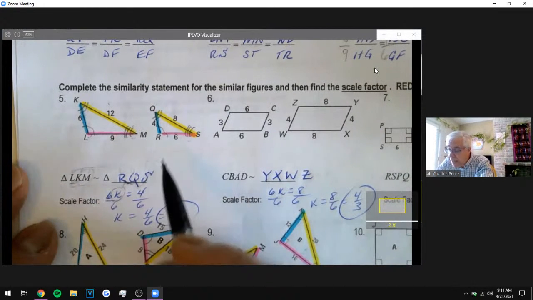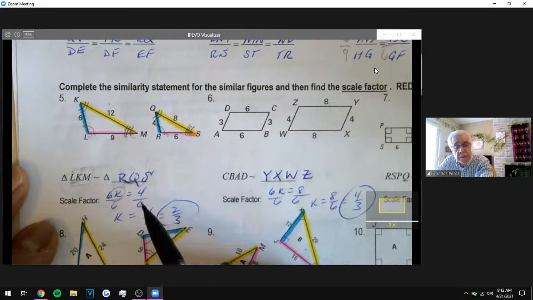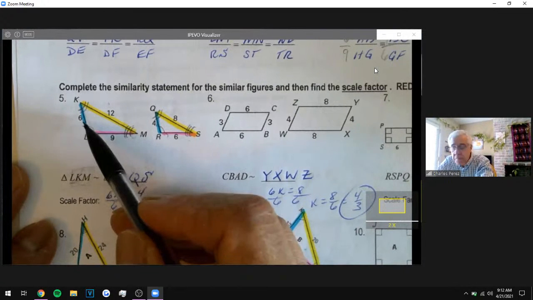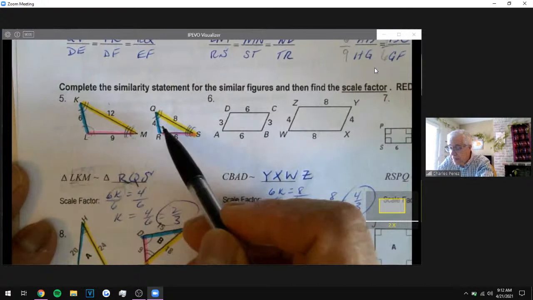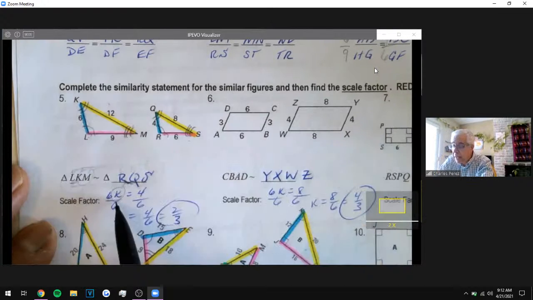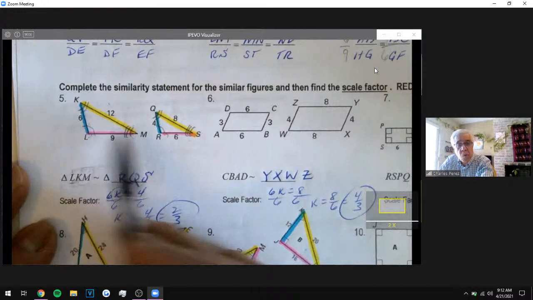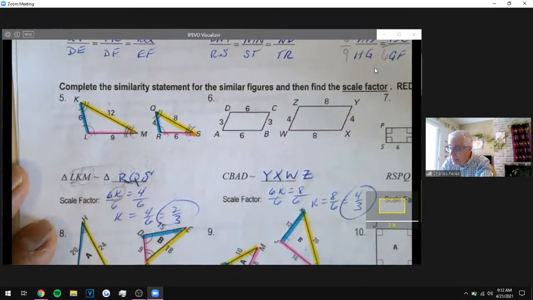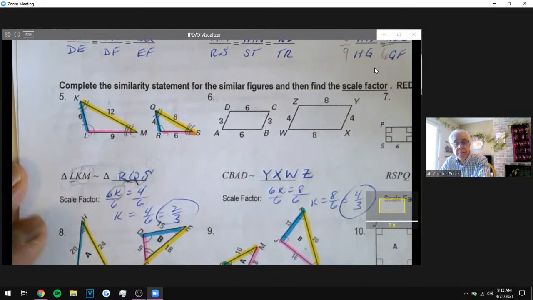And then the scale factor, remember what the scale factor means? What did I multiply the original by to get to the image? So what did I multiply this 6 by to come up with 4? I solved it as an algebra problem. I came up with 2/3. 7 is done the same way. 9 is the same idea as well.